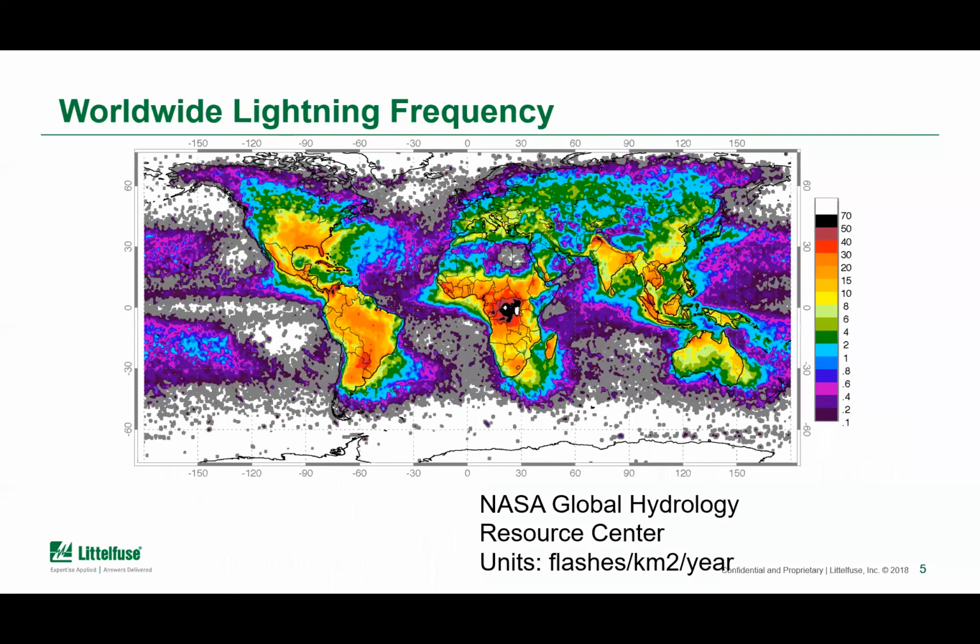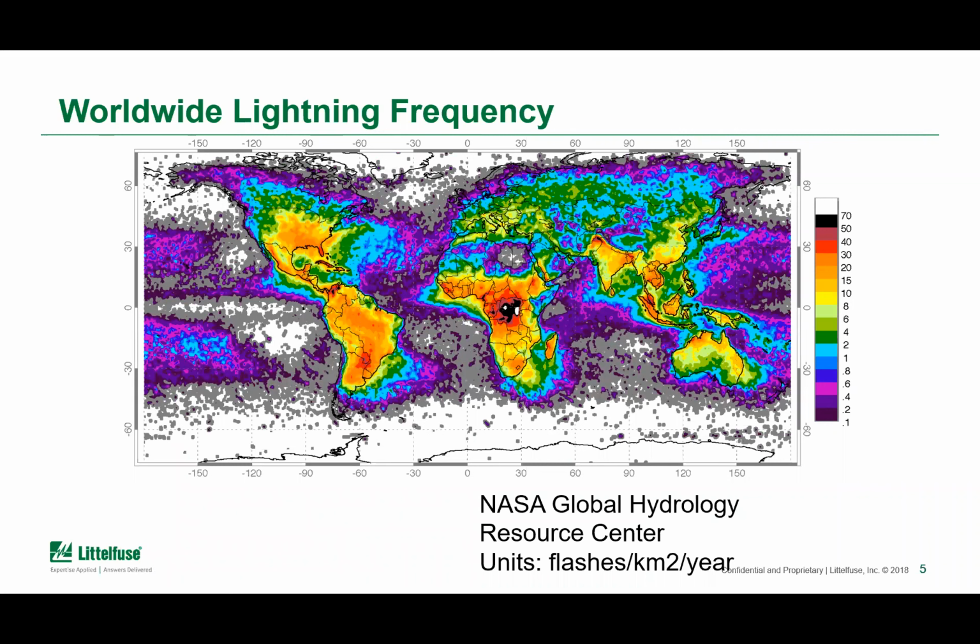This is a lightning frequency map, and really what this shows is a number of lightning strikes per region over a given period of time. And this can be used to estimate the probability of experiencing a lightning event in any particular portion or region of the globe.